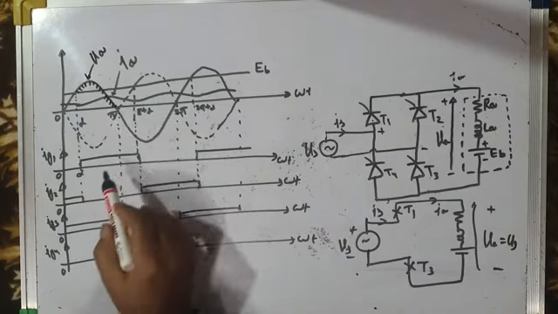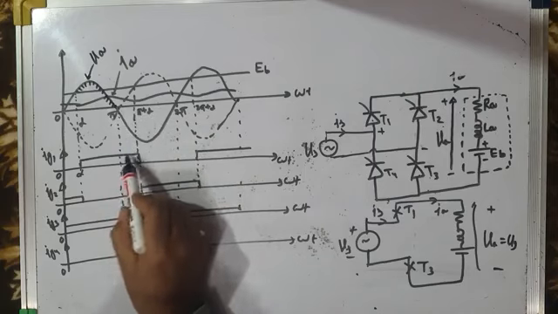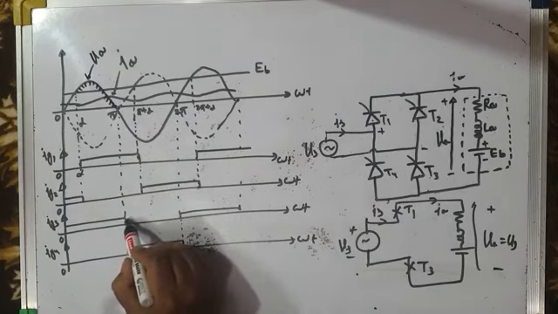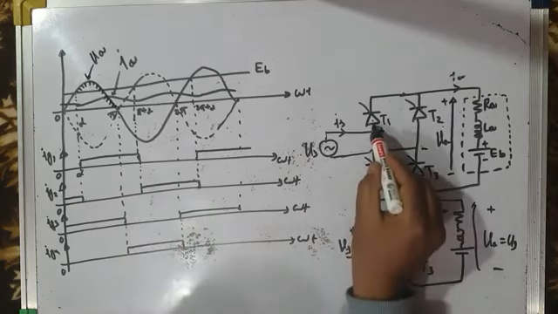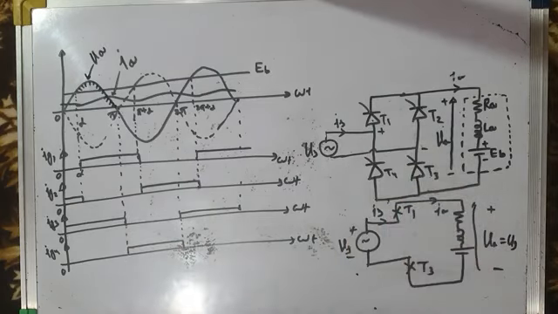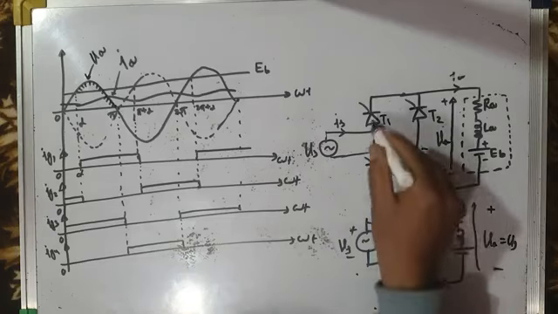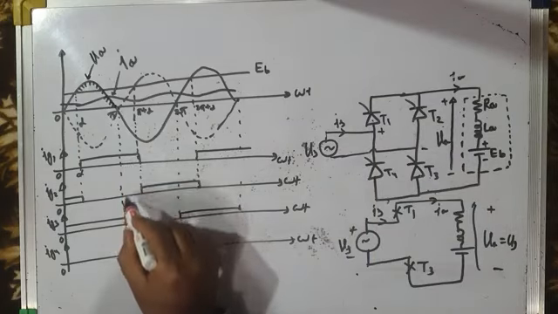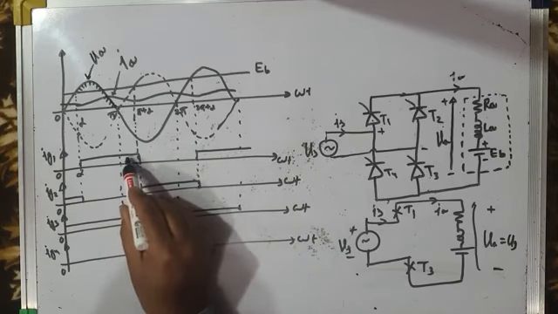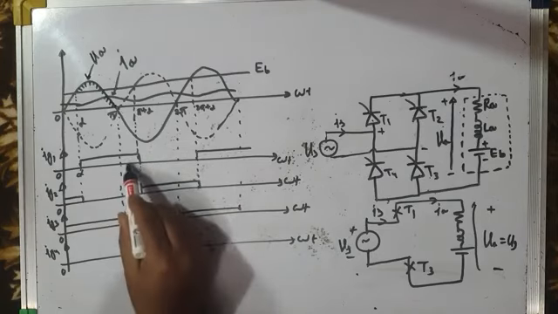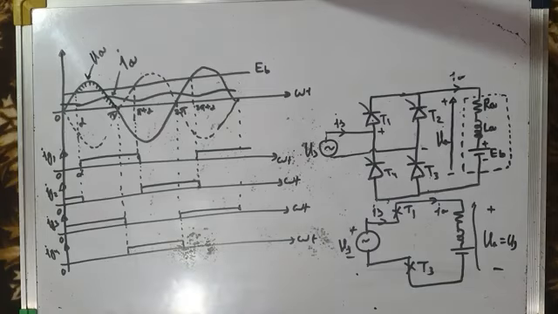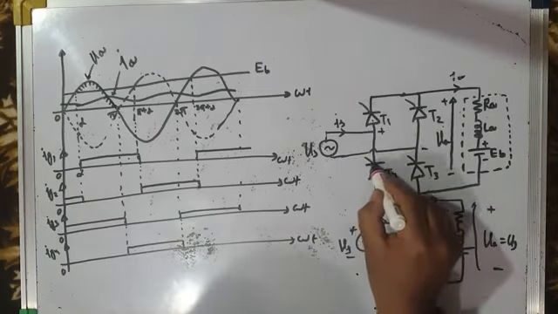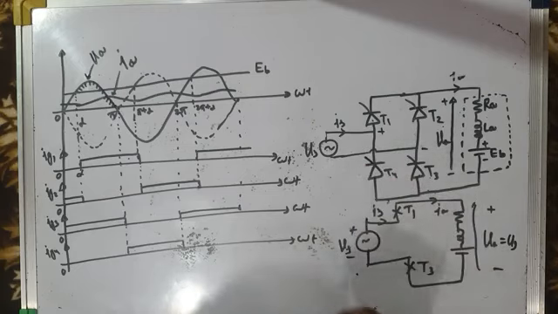From pi to pi plus alpha, Ig1 is still high. That means thyristor T1 will be still conducting. But Ig3 has fallen low. It has become low. So that means T1 is getting firing pulse, but T3 is not getting firing pulse. So T1 and T3 will stop conducting. Instead, what is happening at this instant? Ig1 is high and Ig4 is also high. See, Ig1 is high, Ig4 is high. So Ig1 is already high. It is conducting. And now my control circuit is issuing firing pulse to Ig4.